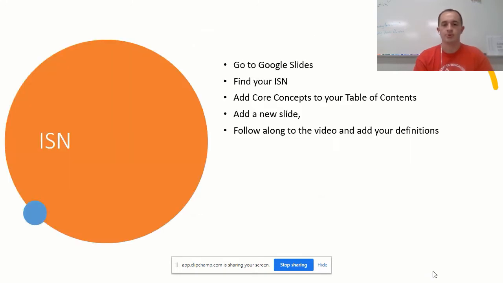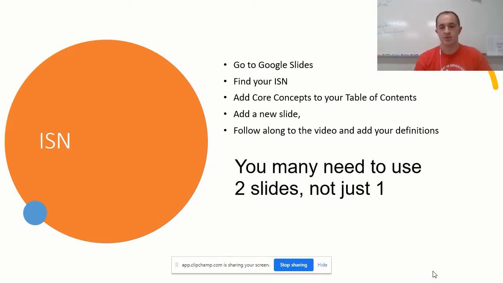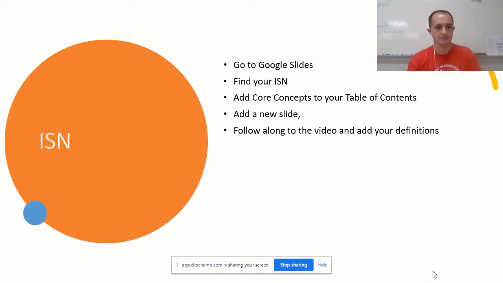So first you need to go to your ISN. So go and open Google Slides, find your ISN, which we did on Tuesday. Go to the table of contents, which should be page 2, and add core concepts. So it should be 1 title page, 2 table of contents, 3 core concepts. Add a new slide, and on that new slide, you're going to put up at the title core concepts, and then on the rest of the page, you're going to follow along with the rest of the video and add your definitions.